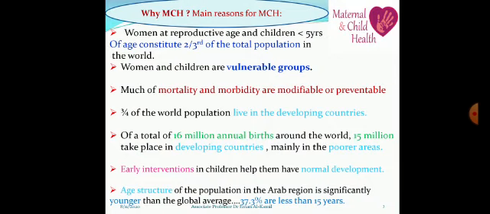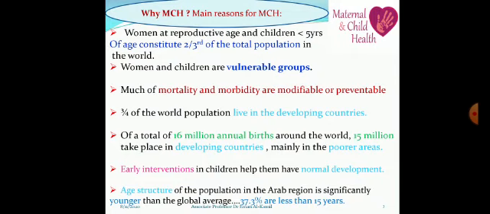and also women and children are both vulnerable groups. They are easily affected by certain factors which affect the health and the development of the children. Also, much of the mortality and morbidity is modifiable or preventable. The causes of death can be prevented or modified in these two groups by certain health programs or health services.